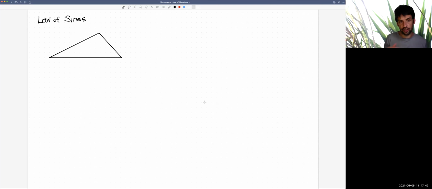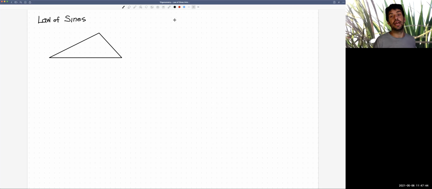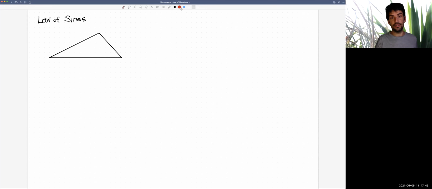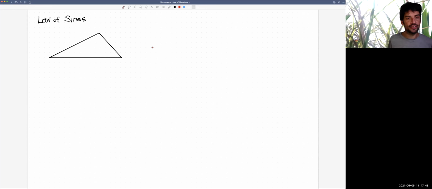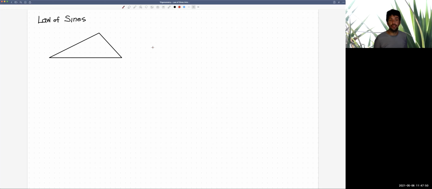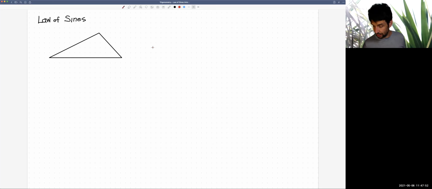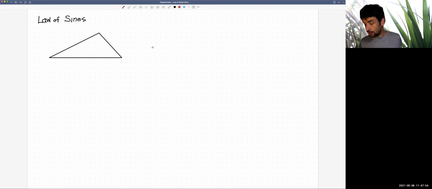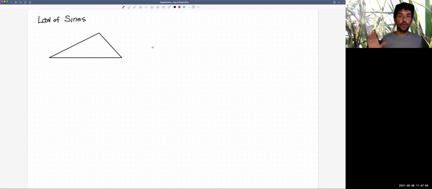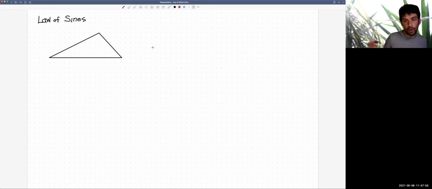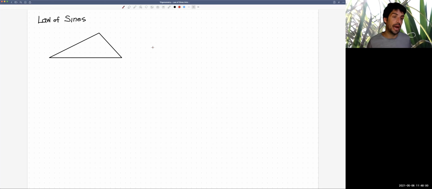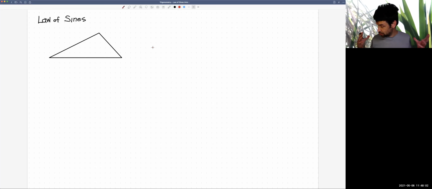So I've drawn an arbitrary triangle here that might be a non-right triangle. There's lots of different ways they can look. I've just picked one, so don't think of this as representing all of the possibilities. Now, the way we'll use this law in the beginning, and we'll see some applications later, but right now we just want to get used to it.